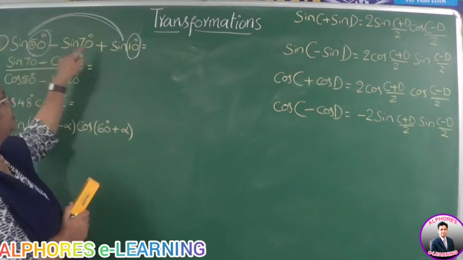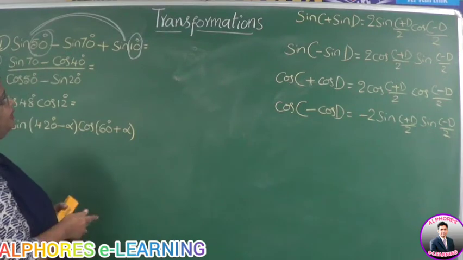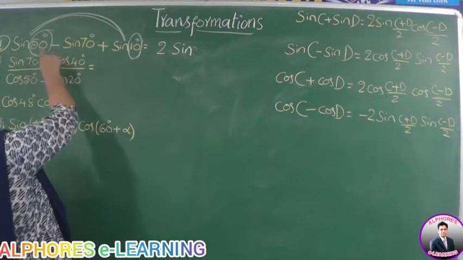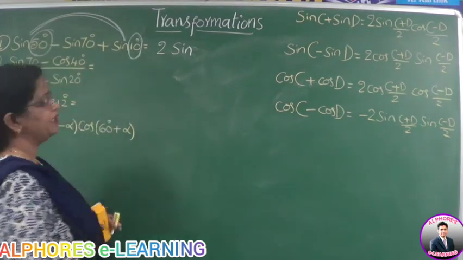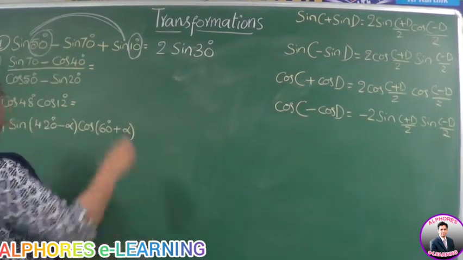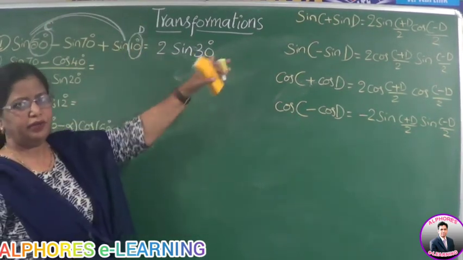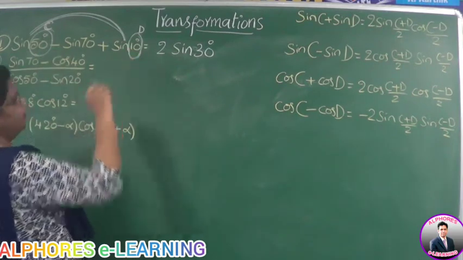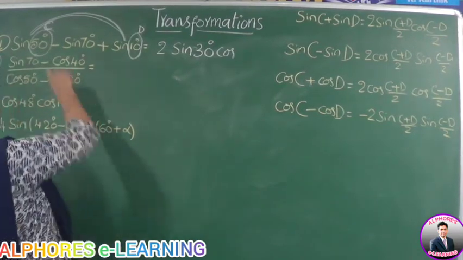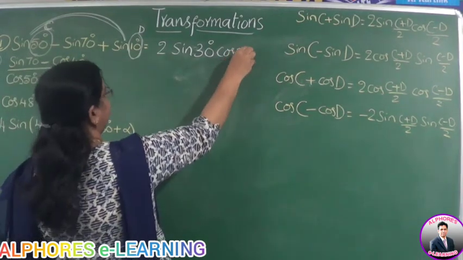Once I consider this as sin C plus sin D, let us make use of the first formula. So what is the value here? It is nothing but 2 times sin of C plus D by 2, 50 plus 10. What is 50 plus 10? 60. 60 divided by 2, that is 30 degrees. Understand? We have taken this one as C and this value as D. And now 2 sine 30 degrees into cos of C minus D by 2. So what is C minus D? 50 minus 10, that is 40. 40 divided by 2 is equal to 20 degrees.